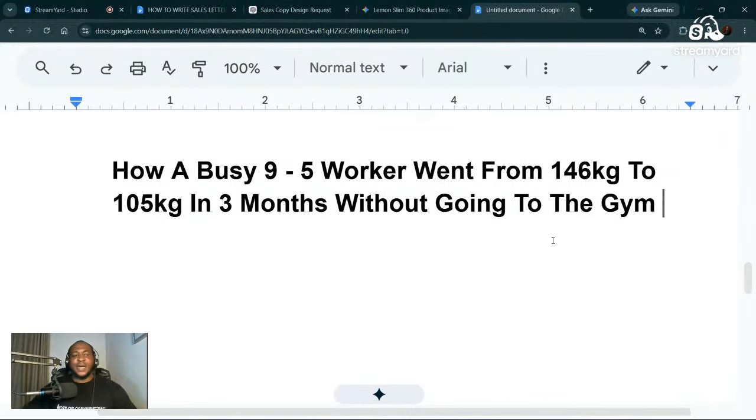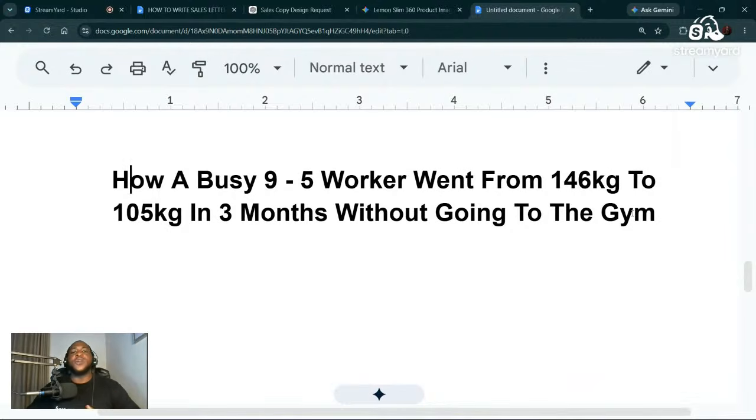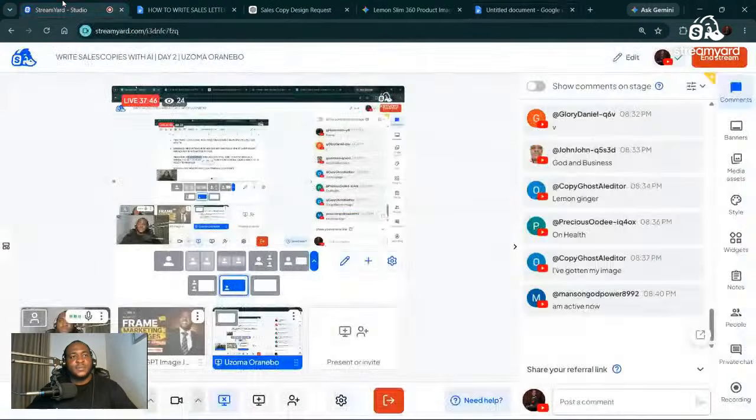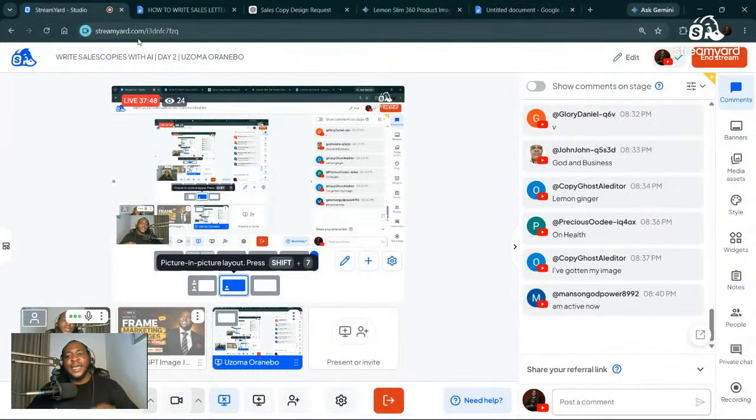As simple as that. If you come on TikTok and put this kind of headline, how a busy 9 to 5 worker went from 146 kg towards 105 kg in 3 months without going to the gym, then you're going to attract. Now, do you know why we use that headline? Because one of our target audience is a 9 to 5 worker. Guys, do you understand? One of our target audience is a 9 to 5 worker.